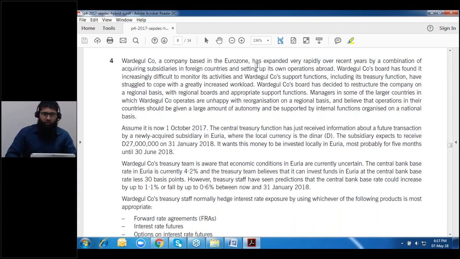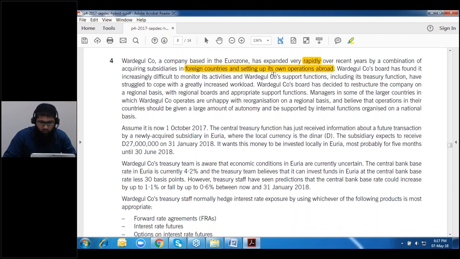So we are going to read the first paragraph of the question, and then the question requirement. It says, Vertical company, a company based in the Eurozone, has expanded very rapidly over the recent years by a combination of acquiring subsidiaries in foreign countries and setting up its own operations abroad. The board has found it increasingly difficult to monitor its activities, and Vertical's support functions, including its treasury function, have struggled to cope with the recently increased workload.